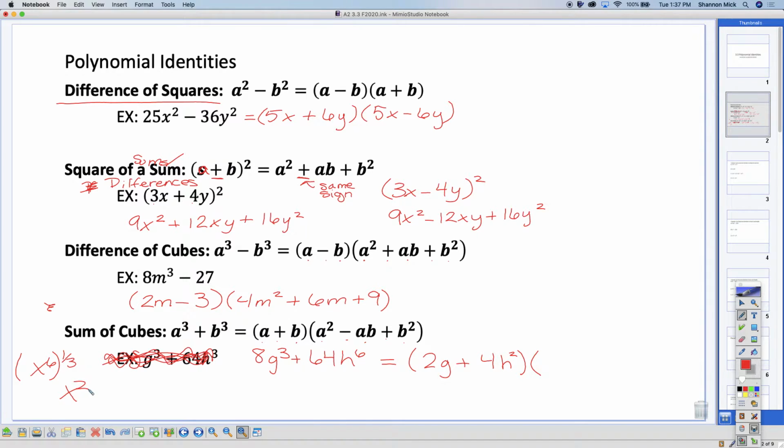Okay, now I square the first. It's 4G squared. Then what? Plus. Minus. Oh, opposite sign.